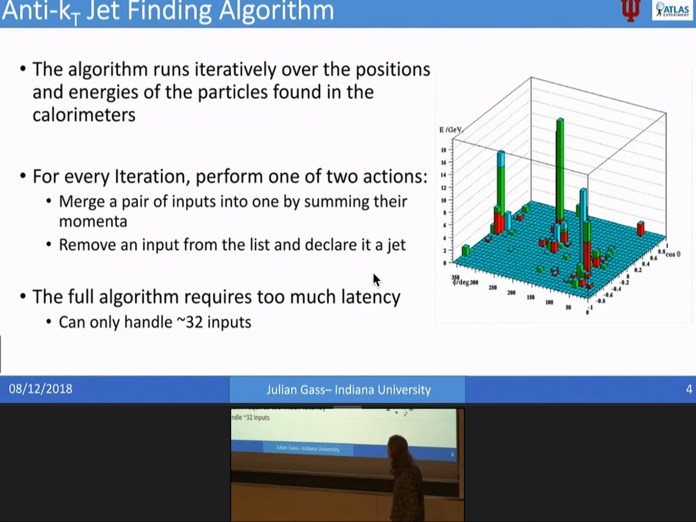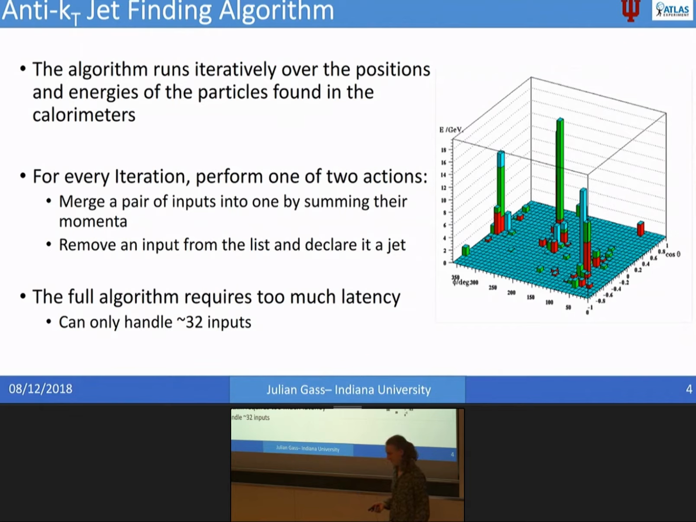On this picture here, you can see what the inputs of the anti-KT algorithm look like. So the axes are the pseudo-rapidity and the azimuthal angle of the particles found within the cylinder-like calorimeters, and then the z-axis is the energy of those particles. But you can see from this picture that just by eyeballing it, you can really see where the jets are, where there are groups of high energy particles.